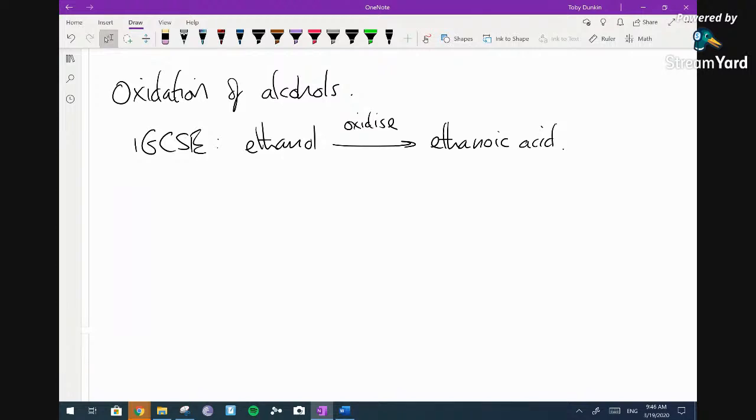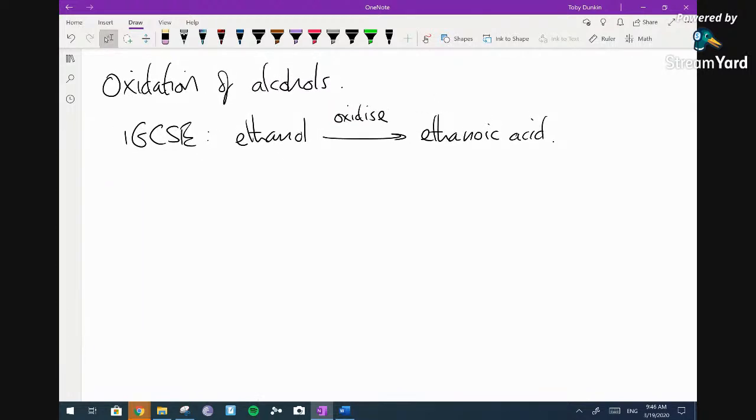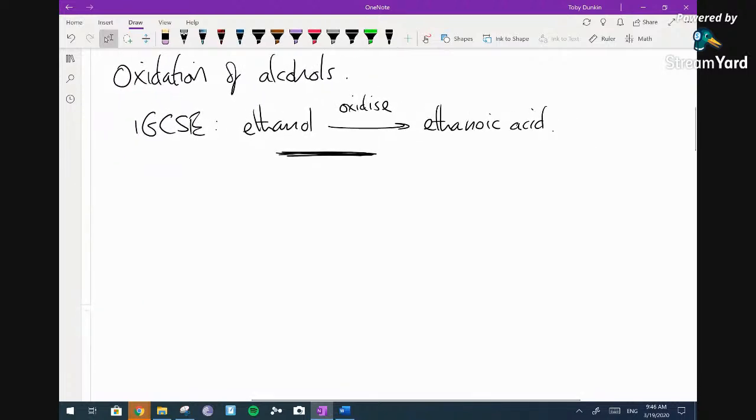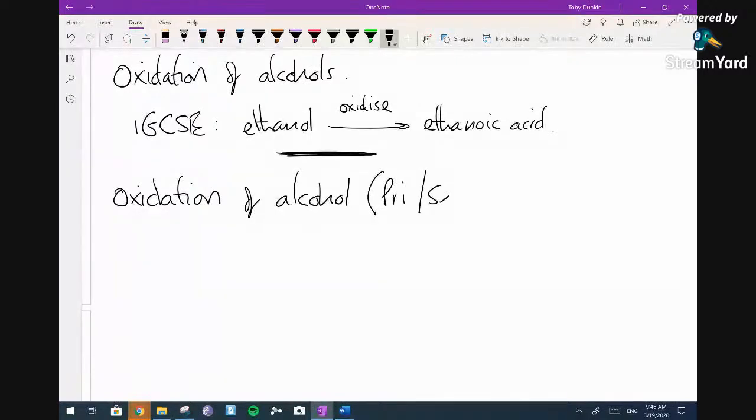So oxidation of alcohol, at IGCSE, ethanol to ethanoic acid. And then things evolve at A level because we learn that there's much more detail. So now we need to talk about the oxidation of alcohols, but we now need to add in brackets: primary, secondary, tertiary. We need to add in this extra bit because there are now separations between them.